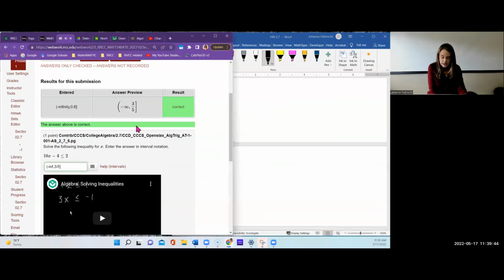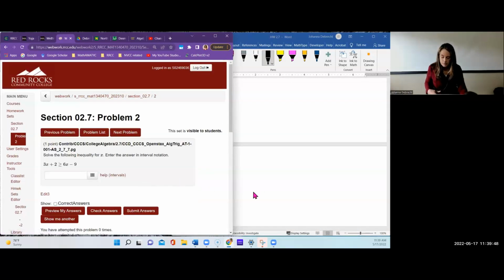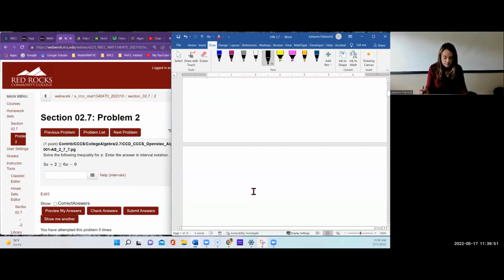Let's take a look now at the next problem. In problem number 2, we have another problem. This time, I'm going to deliberately do it the way that I told you I don't do it so that you can see what happens.